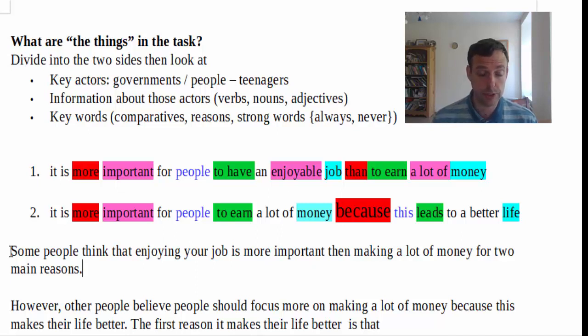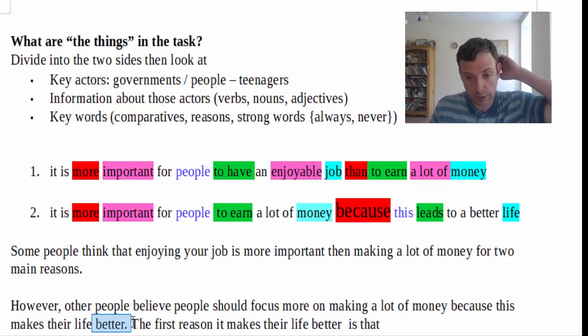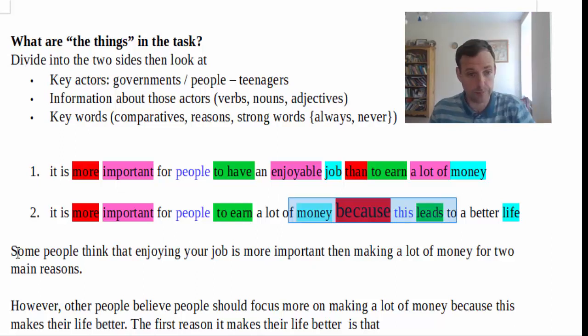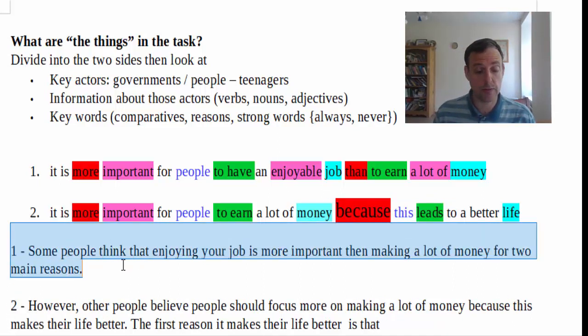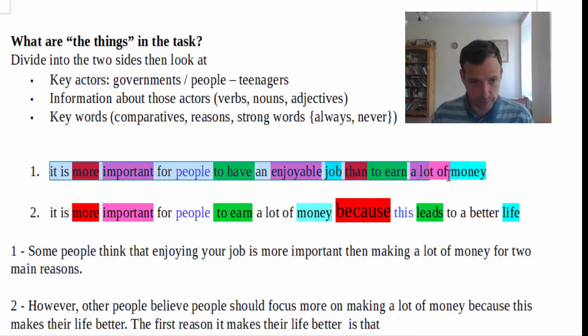Okay, so this is it. This is what you need to do. You need to ascertain what's in there and discuss it. So have I got all the things? Earn a lot of money, yeah, I've got the idea of a lot of money. Enjoyment, I've got the idea of enjoyment. This one here makes life better. I can't talk about enjoying life more because this second statement doesn't talk about enjoying life more. Okay, so my topic sentence for number one matches all the information in there.